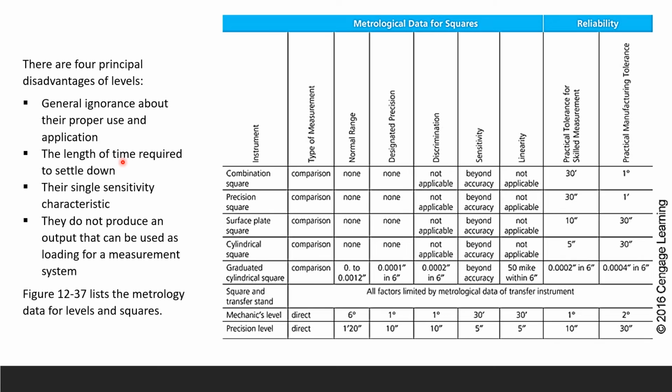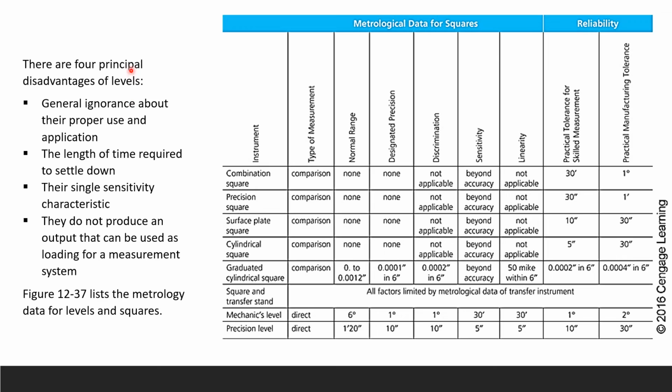So here's your metrological data for squares. This table just lists these metrological data for your levels and your squares and tells you the reliability of that. You can see all your instruments here and type of measurement, the range, your precision, discrimination, sensitivity, your linearity, and this is just your tolerance. And this is for your tolerance in manufacturing.